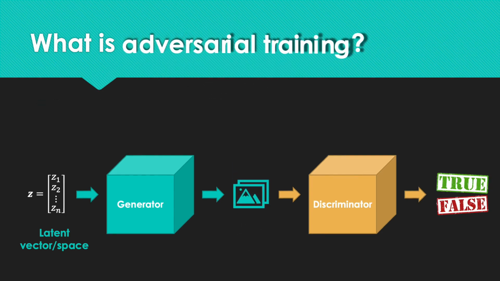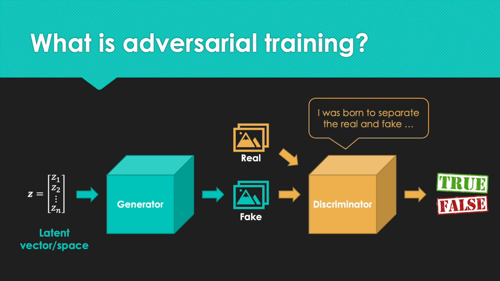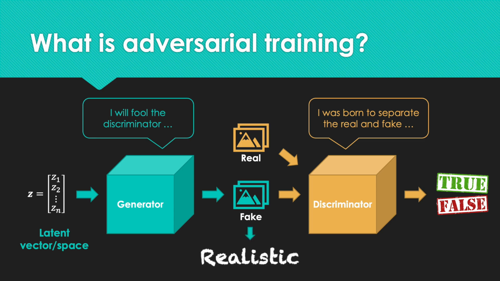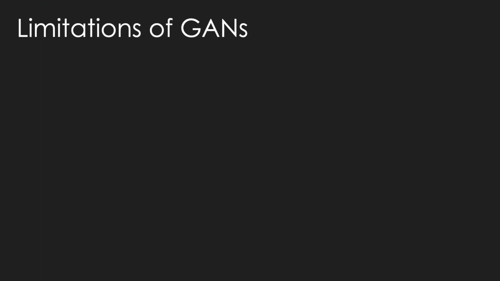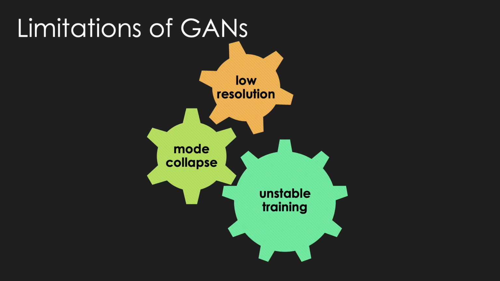What is adversarial training? Let's take image data as an example. During training, the synthesized fake images and the real images are mixed and fed into the discriminator. The discriminator works on improving its ability to separate the real and fake images. At the same time, the generator works on improving its ability to synthesize realistic images to fool the discriminator. Under such adversarial training scheme, the generator will slowly learn to synthesize realistic images that can fool the discriminator and human eyes. Despite the popularity of GANs, their application is always limited by the low resolution of the generated images and mode collapse, as well as the unstable training process.